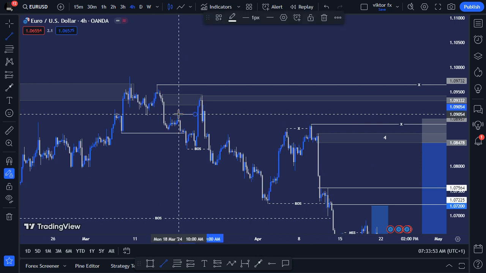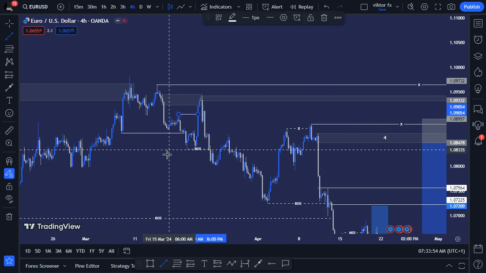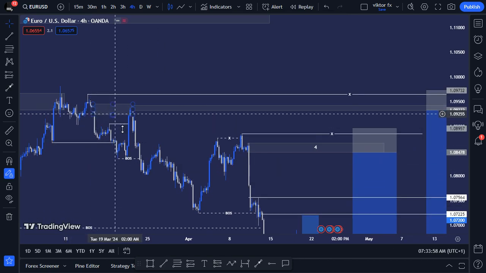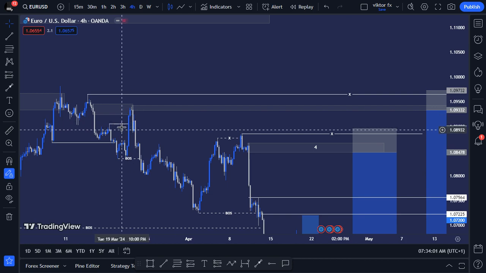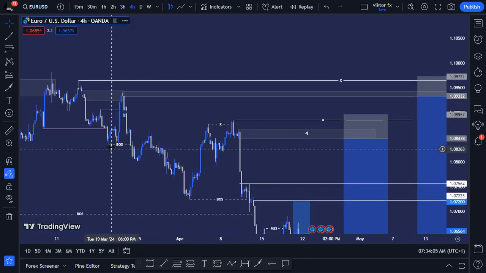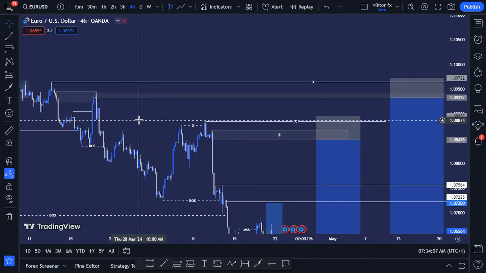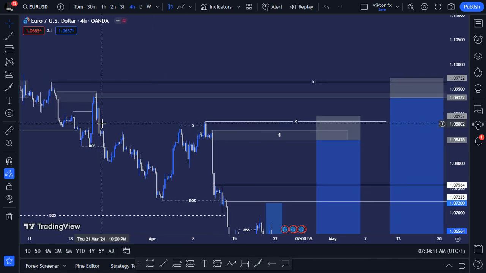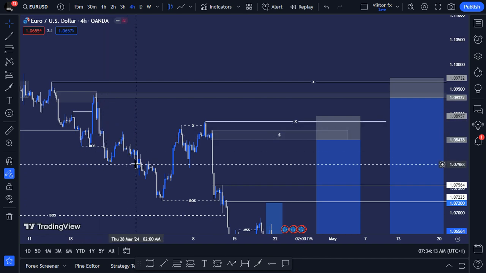Price took out liquidity above that high, went straight to this order block, tapped the order block. This could have been a great entry, but I wasn't on this pair at that time. Came down, broke structure. Price came back. It didn't mitigate any other order blocks. It just rejected from this fair value gap and started selling.